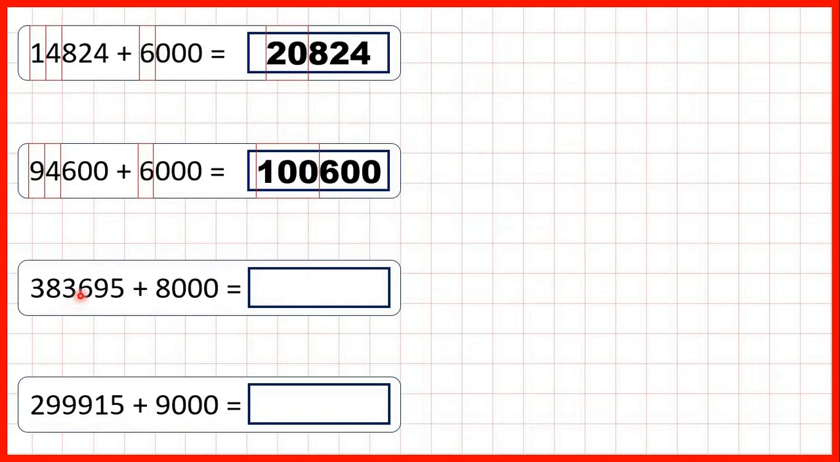We have 383,695 plus 8,000. If we highlight our thousands digits, 3 plus 8 is 11.